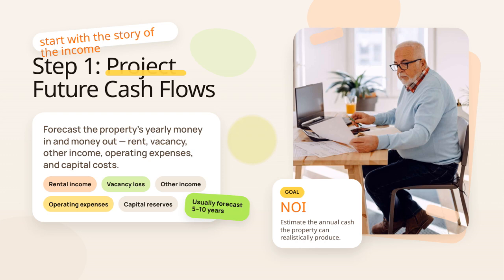The goal here is to estimate the net operating income, or NOI, which reflects the annual cash flow the property can realistically generate. Typically, we forecast these cash flows over a period of 5 to 10 years to get a clear picture of the property's financial performance over time. This helps in making informed investment decisions.